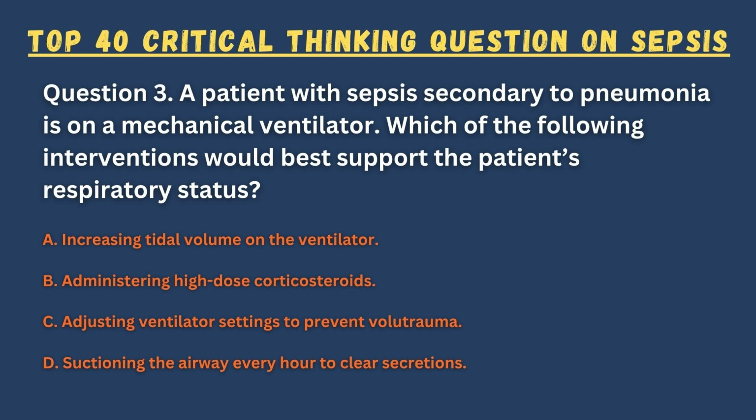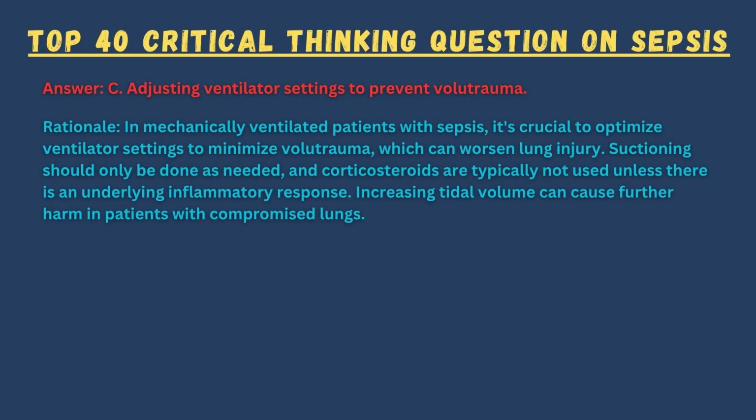Question 3. A patient with sepsis secondary to pneumonia is on a mechanical ventilator. Which of the following interventions would best support the patient's respiratory status? A. Increasing tidal volume on the ventilator. B. Administering high-dose corticosteroids. C. Adjusting ventilator settings to prevent volutrauma. D. Suctioning the airway every hour to clear secretions. Answer. C. Adjusting ventilator settings to prevent volutrauma.